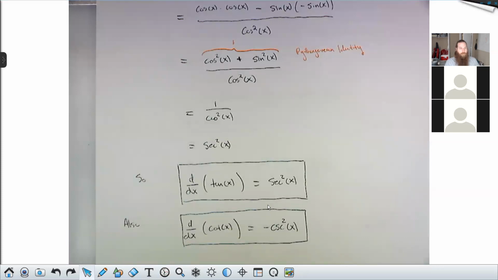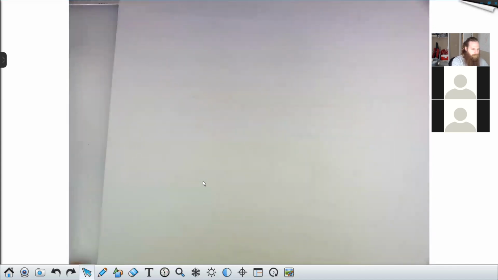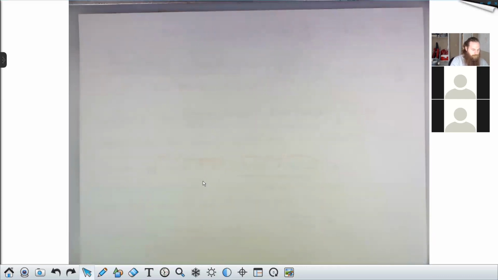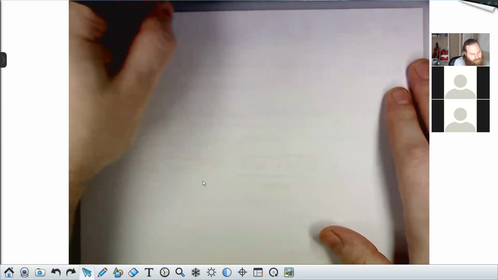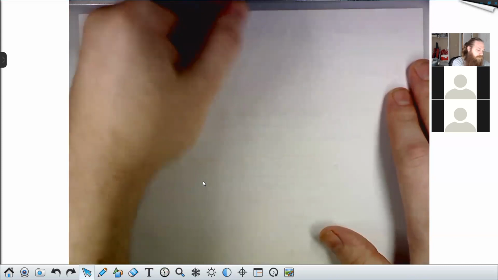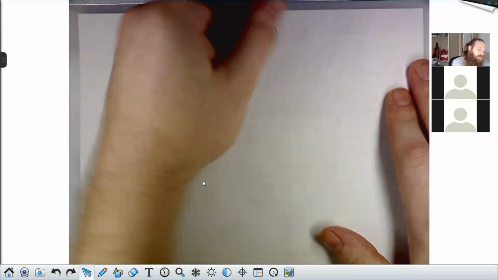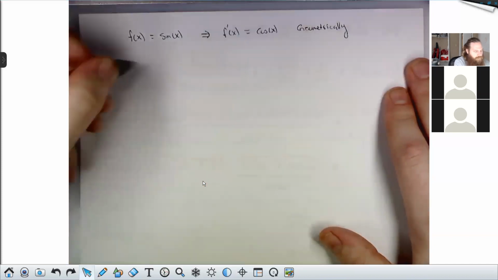Okay. I do want to take just a second to look geometrically at sine and cosine, f of x being sine x, meaning f prime of x equals cos x, geometrically. And what I mean by that is thinking about their graphs.